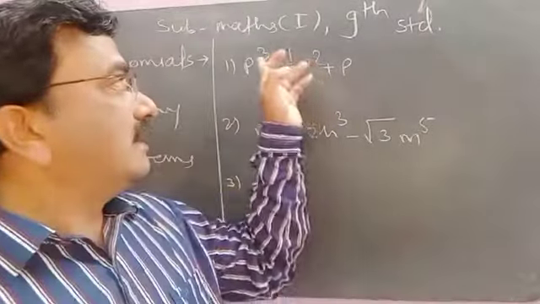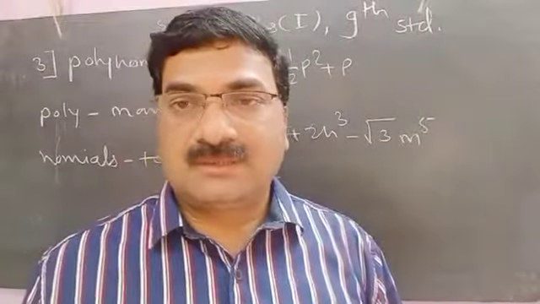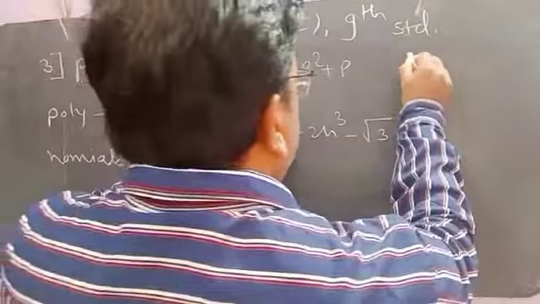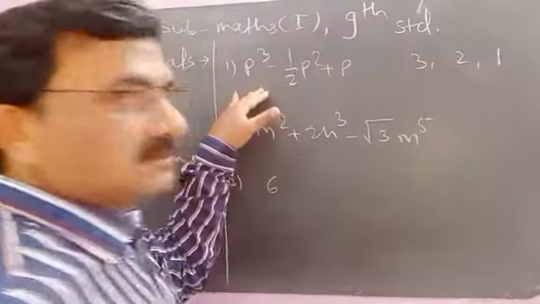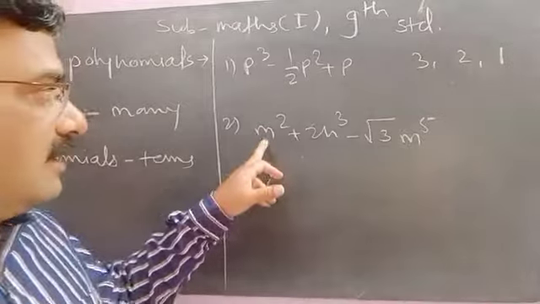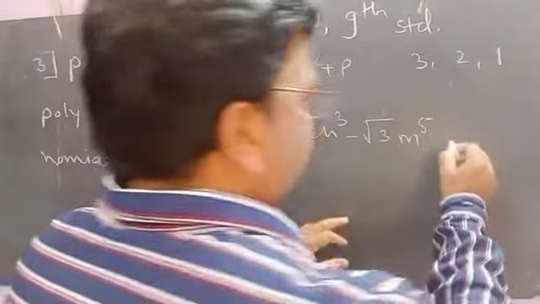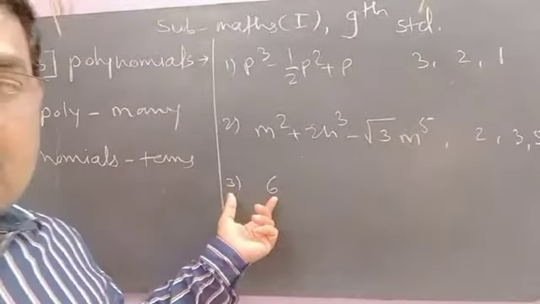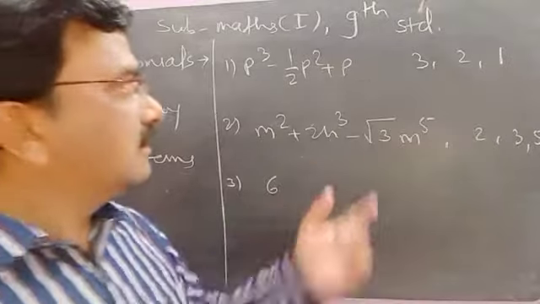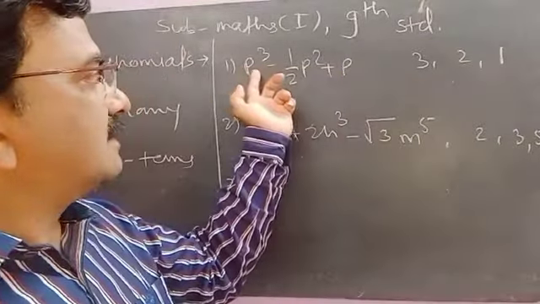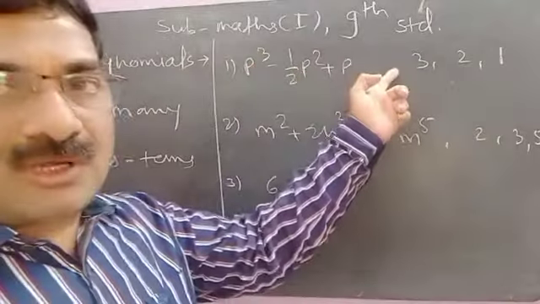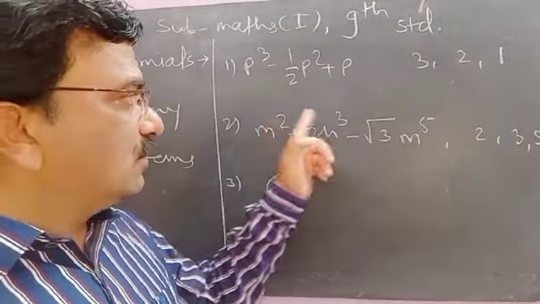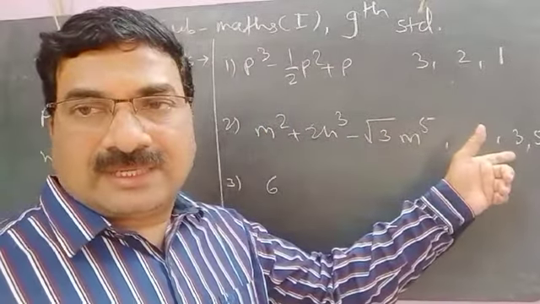Then see, the powers of these variables are whole numbers. In the first expression, the variable is p and the powers of that variable are 3, 2, 1. In the second expression, the powers are 2, 3, 5 respectively. These are the powers of the variables.